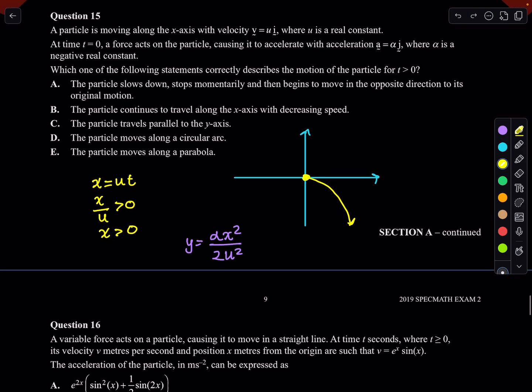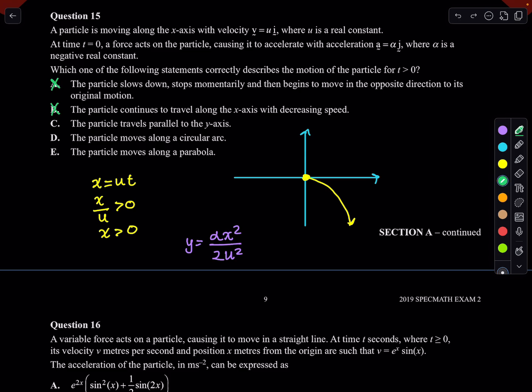So let's have a look at these statements, all of them. The particle slows down, stops momentarily, and then begins moving. No, it's just moving in one direction. It doesn't even slow down, because remember the velocity or the speed is the gradient, and you can see that it just increases in speed. So that's not right. The particle continues to travel along the x-axis with decreasing speed. Absolute rubbish. You can see it's a parabola, and it's not decreasing in speed, it's actually increasing in speed.